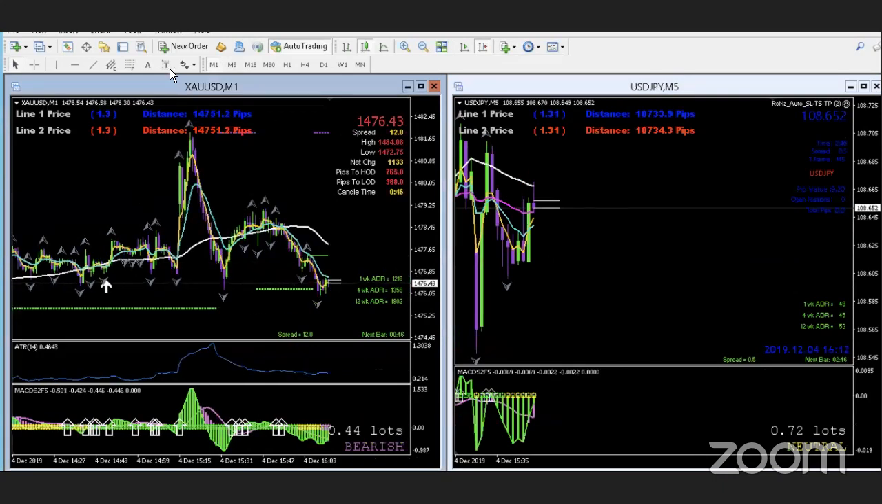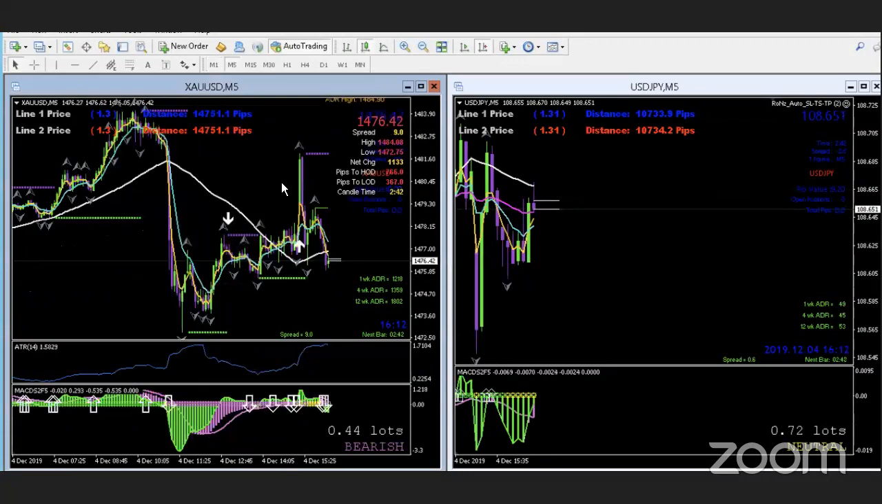Scott, is Jenny's MACD different? Hers says bearish and mine's still on neutral. What time frame? I'm on the 1 minute.